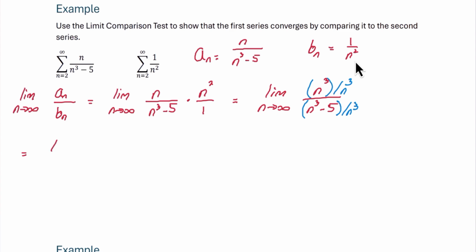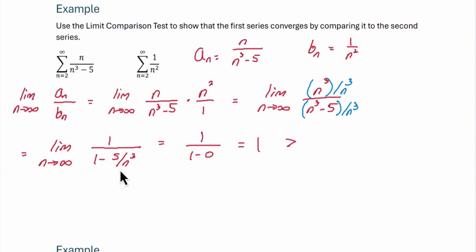We now have the limit as n approaches infinity of 1 divided by 1 minus 5 divided by n cubed. Here n is getting really big, n's going to infinity, so this fraction is going to 0, meaning we have 1 divided by 1 minus 0, or 1. Note that this is greater than 0.